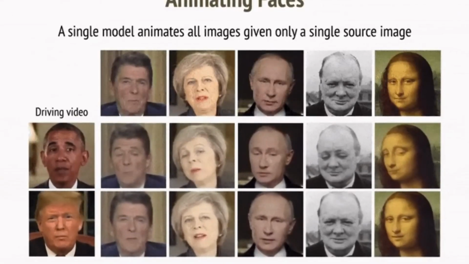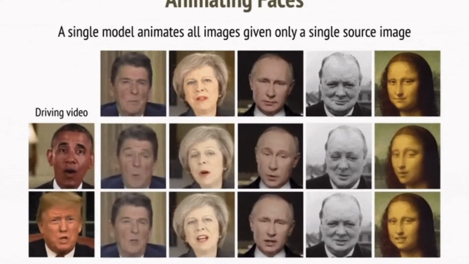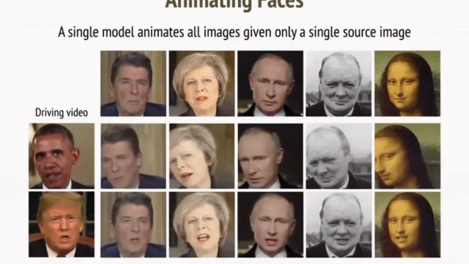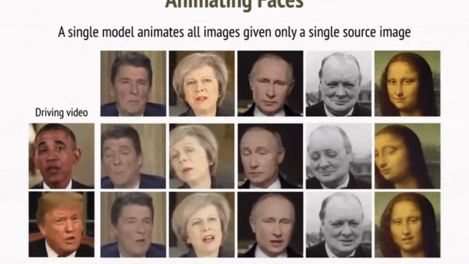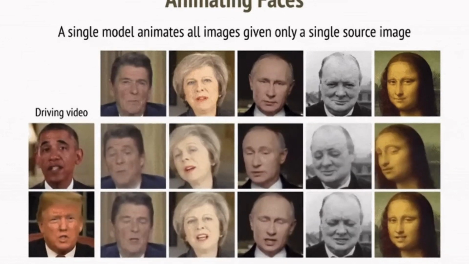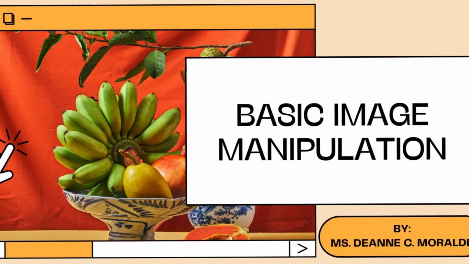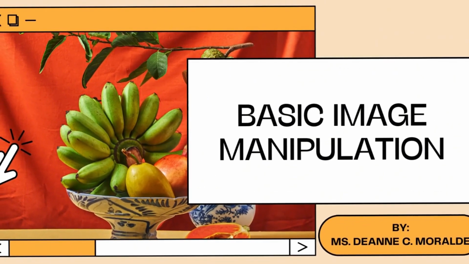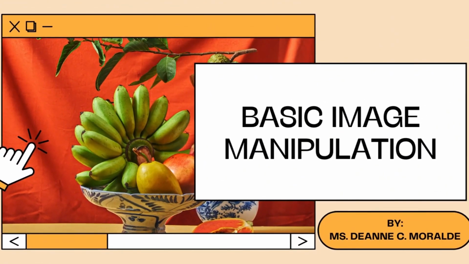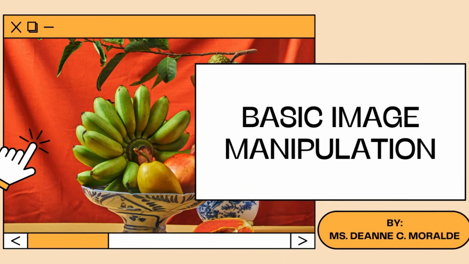In journalism and media, image manipulation can be controversial, as altering images can change the perception of events and distort reality. Understanding the basics of image manipulation is essential for both consumers and creators of visual content, helping to discern between authentic and manipulated images in our digital landscape.